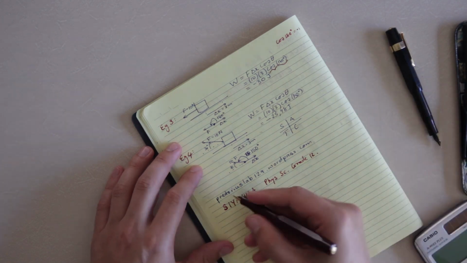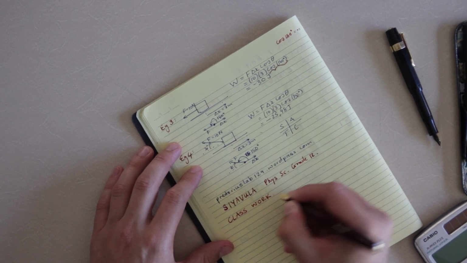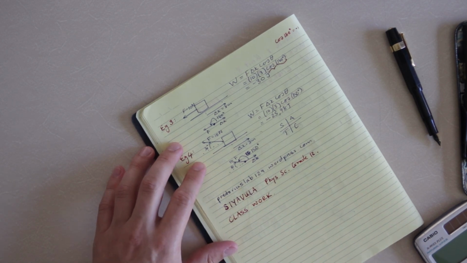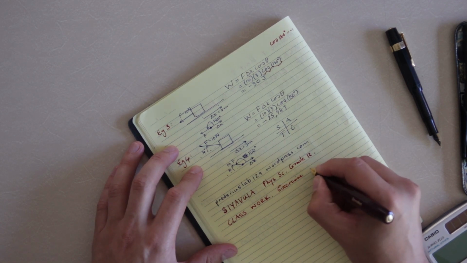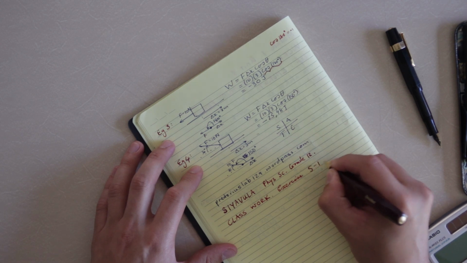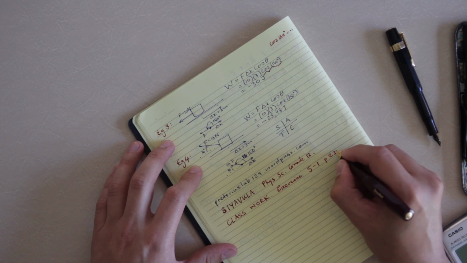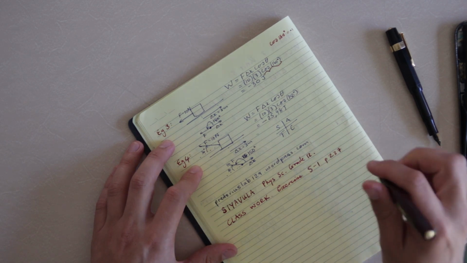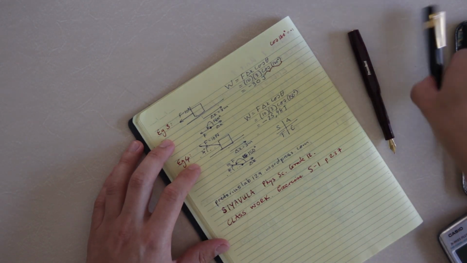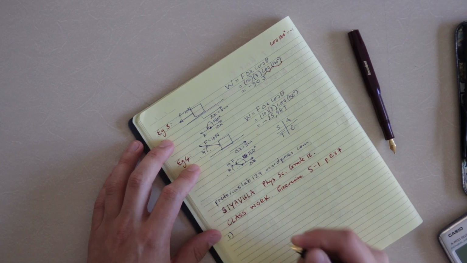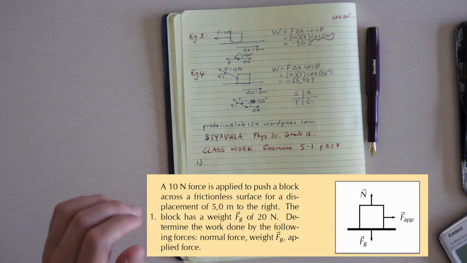So let's have a look at some classwork. We are going to be looking at exercise, I think it's exercise 5.1, and this is on page 237 of the PDF of the Siyavula grade 12 textbook, and we are going to start off with number 1. I will also put that in the video now. Let's have a look at that quickly.